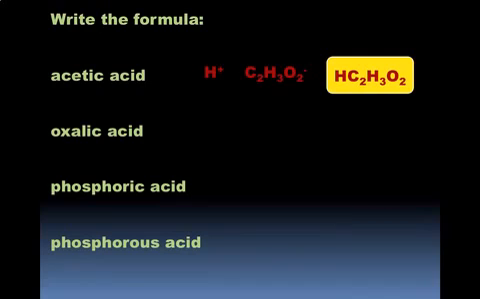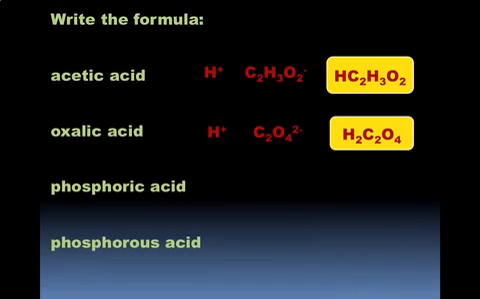Oxalic acid, it ends in ic, so that would be oxalate. So that's H+ for the acid portion, and C2O4 is oxalate. It's a 2- charge with a 1+ charge, so we need 2 hydrogens to cancel it out. So I have H2C2O4. Phosphoric acid is going to be with phosphate.